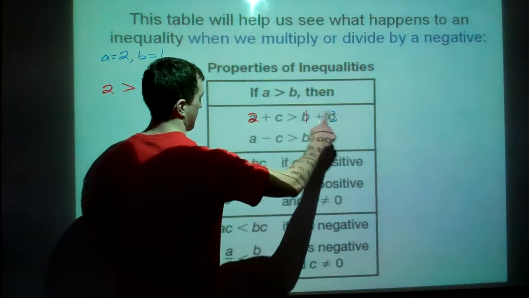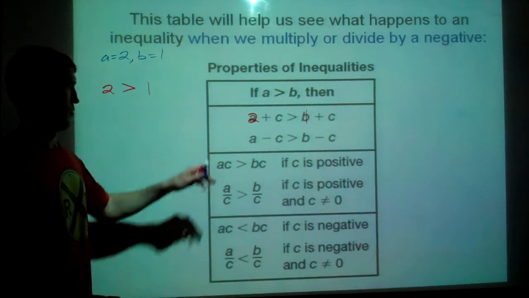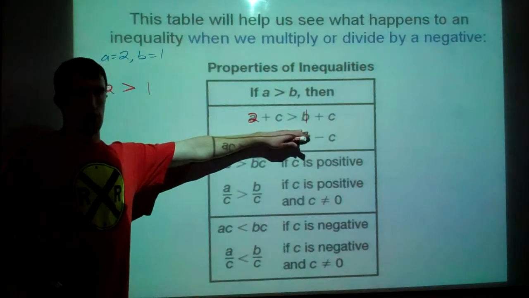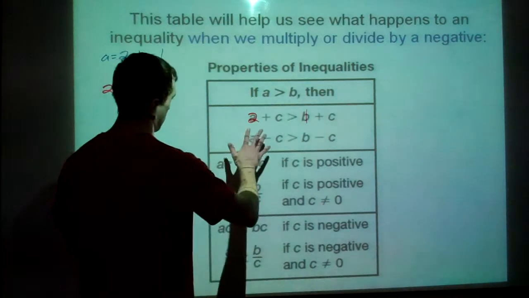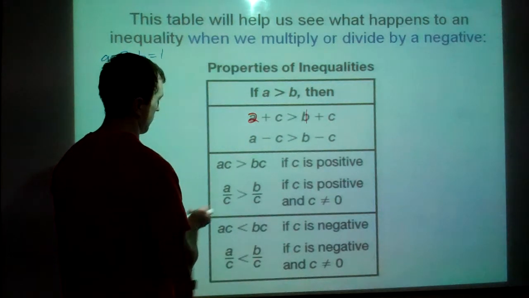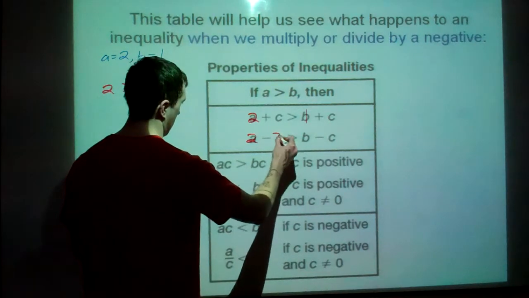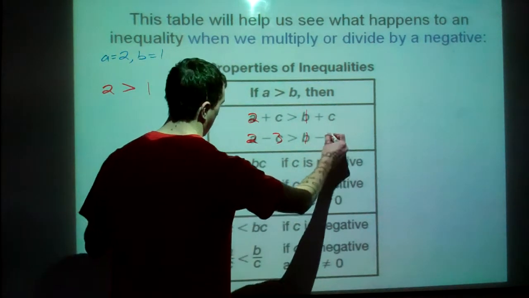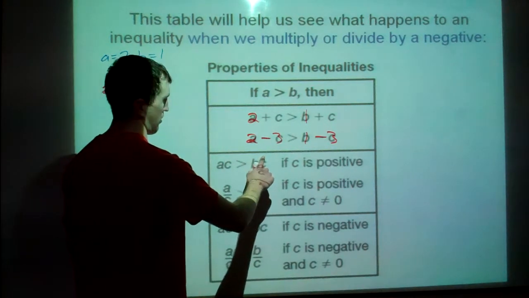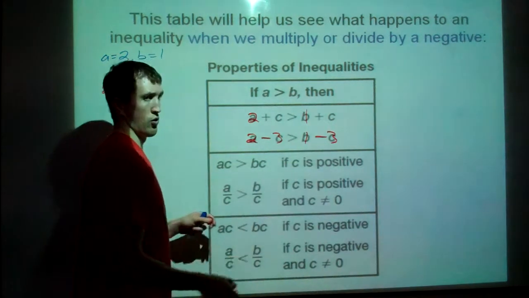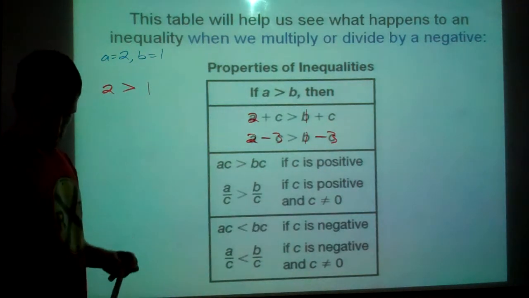Obviously if you add the same thing onto each side, and this number is bigger than the one over here, this side's still going to be bigger. Same is true if you subtract the same amount from each side. What if we did 2 minus, let's use 3 again, and then 1 minus 3? 2 minus 3 is negative 1, 1 minus 3 is negative 2, negative 1 is bigger than negative 2.